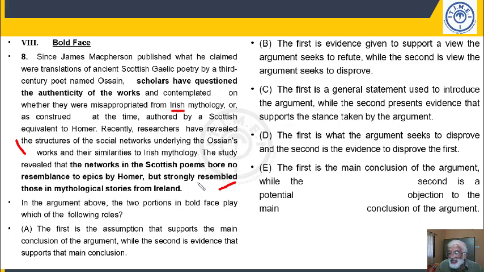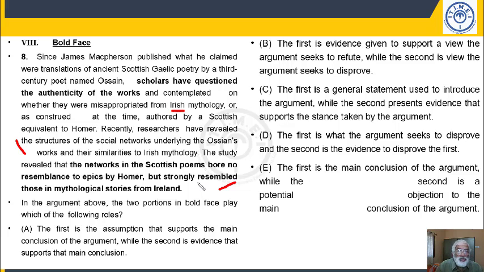B. The first is evidence given to support a view that the argument seeks to refute. Now, the first is evidence? No, the first is the refutation itself, while the second is the view the argument seeks to disprove. Now, first is a refutation of Macpherson's view. C. The first is a general statement used to introduce the argument.